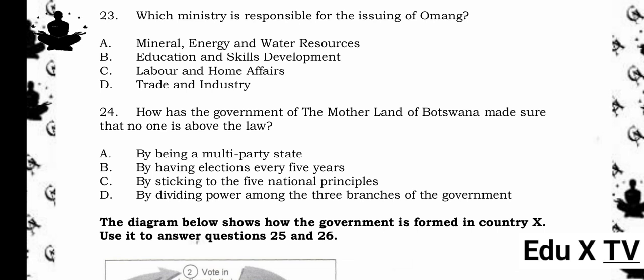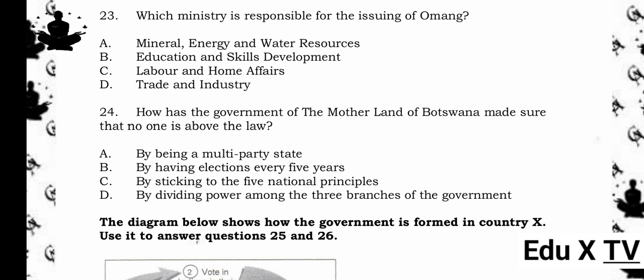23. Which ministry is responsible for the issuing of Omang? A. Mineral, Energy and Water Resources. B. Education and Skills Development. C. Labor and Home Affairs. D. Trade and Industry. The answer is C. Labor and Home Affairs. Reason being, Omang (National Identity Card) is issued by the Ministry of Labor and Home Affairs.